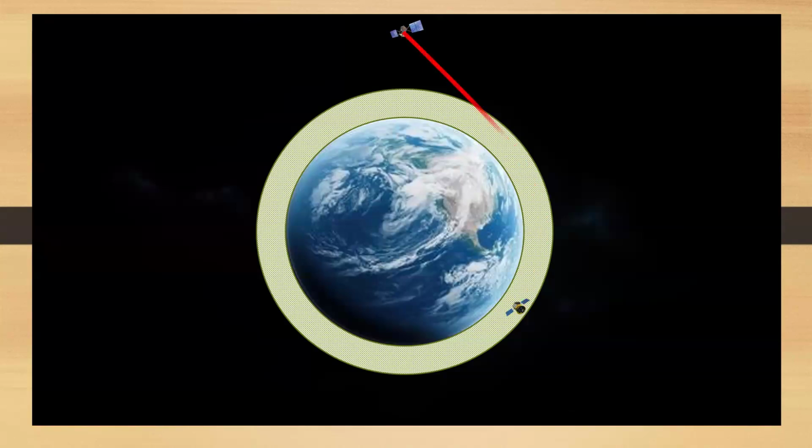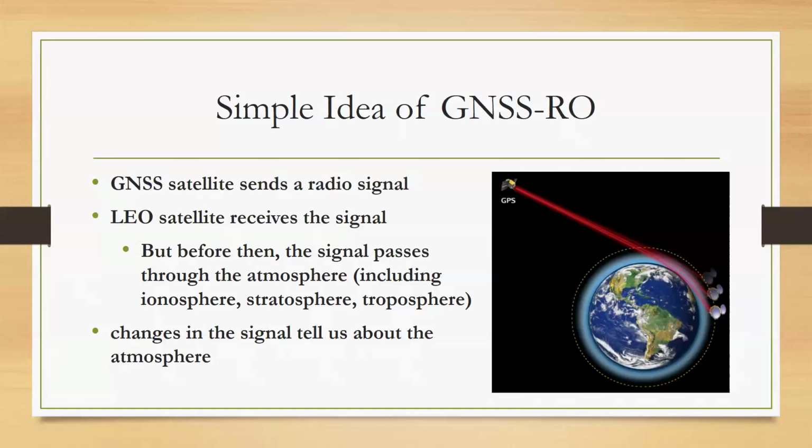And measurements are taken. How these measurements are taken, which is the remote sensing part, is what we are interested in. The simple idea of GNSS radio occultation is that the GNSS satellite sends a radio signal, as I've said. Then the low Earth orbit satellite receives the signal. But before it receives it, the signal passes through the atmosphere, which includes the ionosphere, the stratosphere, and the troposphere. Then the changes in the signal tell us about the atmosphere. That's how we remotely sense and measure the atmosphere.